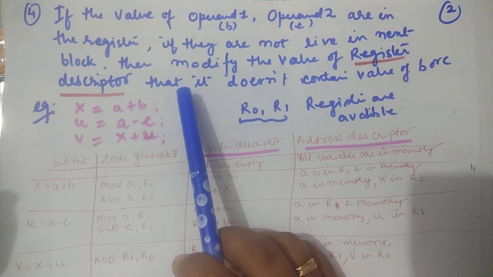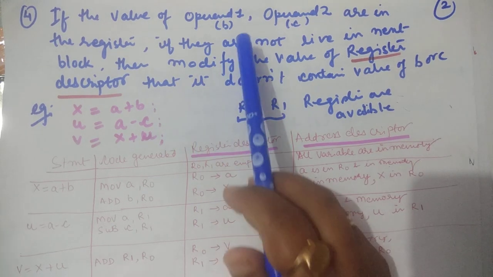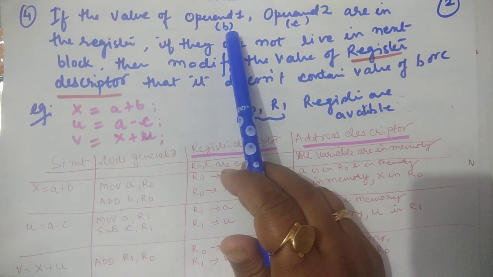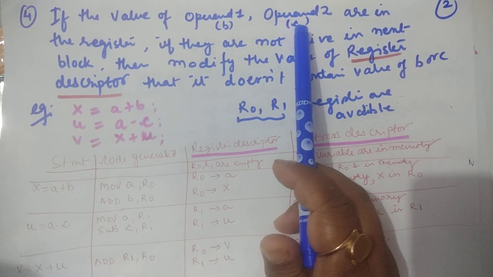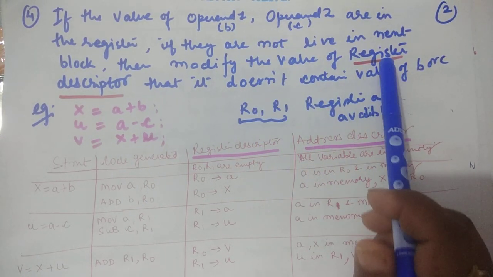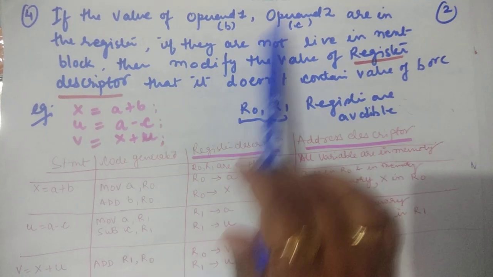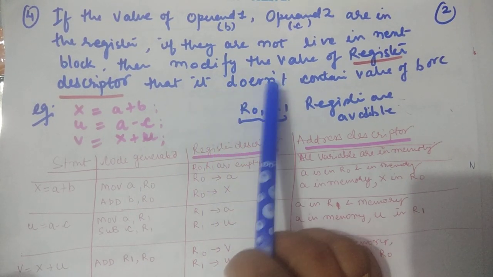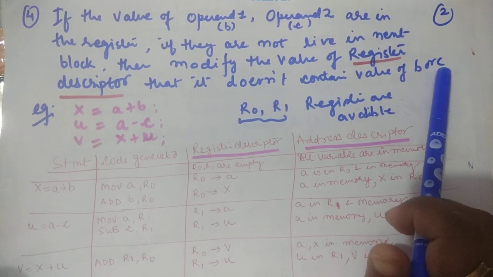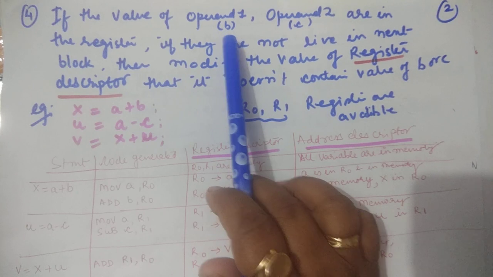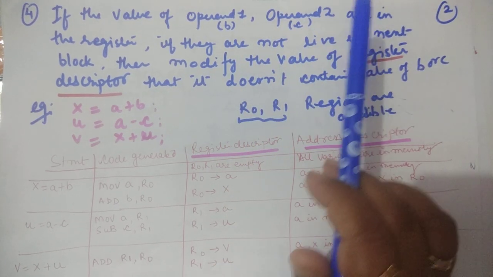The register descriptor tells what content is present in that register. So if you are not going to use B and C later on in your program, why should we keep that content in the register? So we tell our register descriptor to null that thing, meaning the register descriptor tells you that it does not contain the value of B or C. We are simply going to modify the value of RD, because later on we are not going to use this B and C.